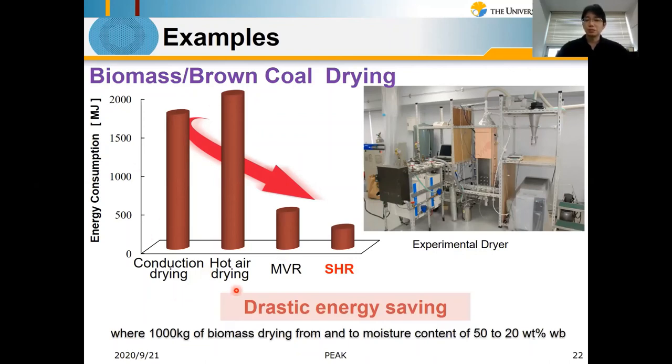These two systems are what you are currently using as dryers. And then our proposed system is like this. As compared with these two, our process has quite low energy consumption. It means a drastic energy saving can be achieved.